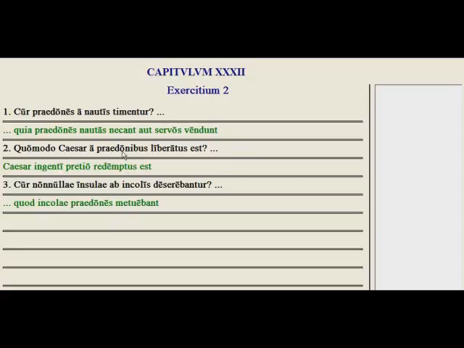Okay, so go through the rest of those exercises. When you're done, head back to lesson 2.